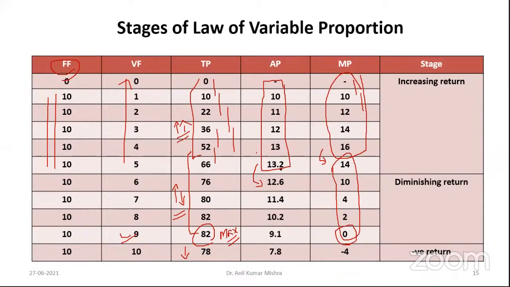And when average product reaches its maximum point, marginal must be equal to the average product, right? And when average starts to fall, then we find marginal lies below the average. Marginal is 10, average is 12.6; marginal is 4, average is this. Prior to that, we can find that marginal is greater than the average. But after that, when average falls, marginal lies below the average. Okay. And that can also be explained with the help of the figure here.